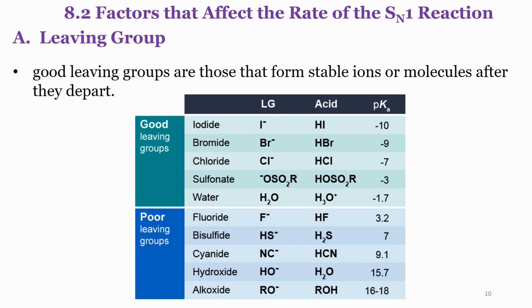Good leaving groups are those that form stable ions or molecules after they depart. We already discussed in SN2 how to know whether something is a good leaving group. It's the same factor here. Remember, good leaving groups must form weak bases. Just to give you a review, there's a video we recorded on leaving groups, so refer to that to know how to judge leaving group propensities. So I'll not reteach that part.